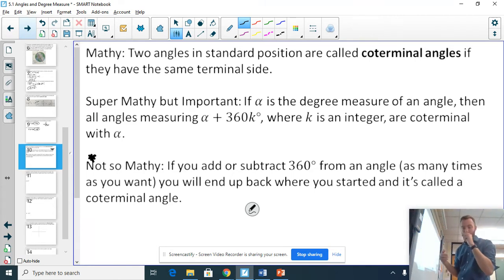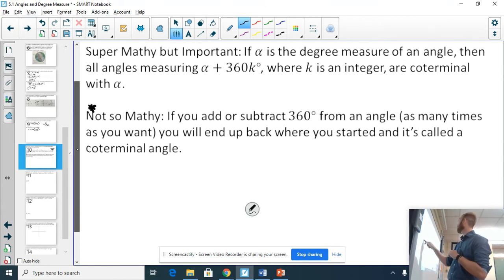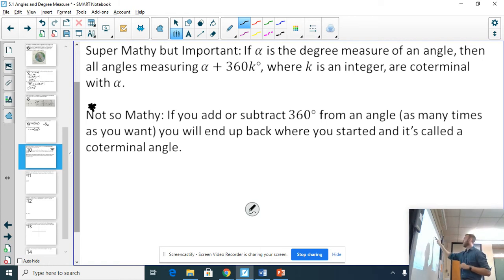Now here's the super mathy part, but the super mathy part is what we're going to use. So it's actually important to understand: if alpha, that little a is alpha, is the degree measure of an angle, then all angles measuring alpha plus 360 times k degrees, where k is an integer, are coterminal with alpha. So first off, a couple things to dissect there. Let's just make it concrete. If alpha is the degree measure of an angle, let's say alpha is 45 degrees.